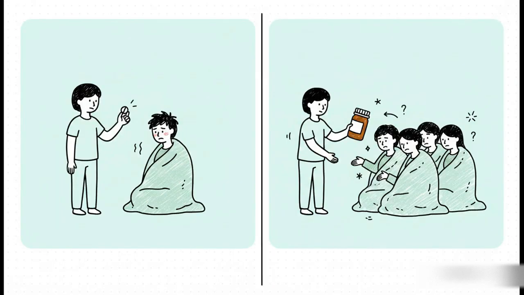Now, the informal command has just one more little layer to it. If you're talking to just one friend, you use that du form we just figured out, like nimm eine Tablette, take a tablet. But what if you're talking to a couple of friends at the same time? Well, then you have to switch to the ihr form and you'd say nehmt eine Tablette. It's basically the difference between talking to one person versus talking to a group.